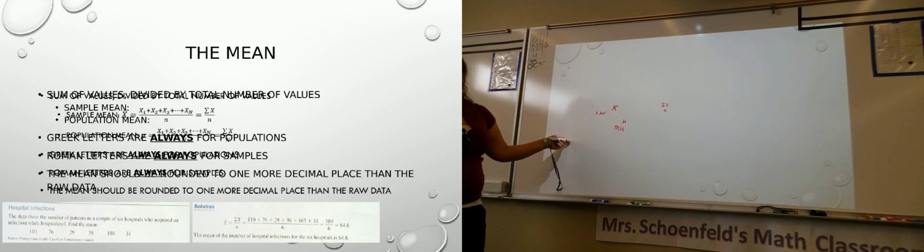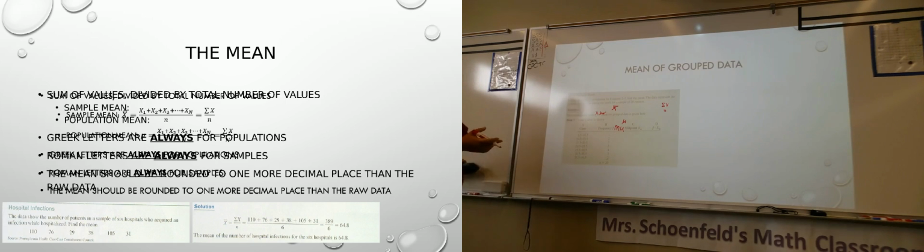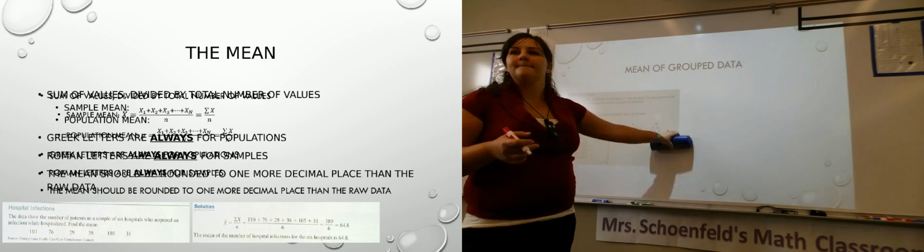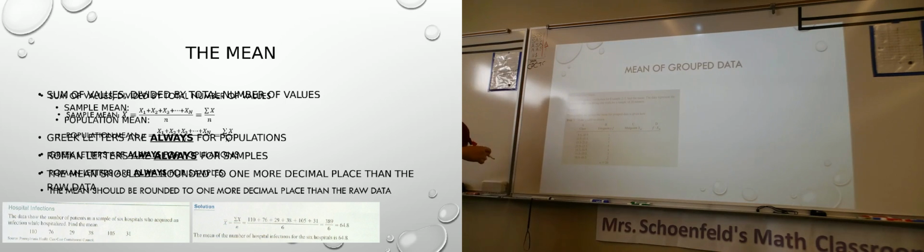What's the difference between the little n and the big N? Population or sample. And I pretty well use them interchangeably. Different formulas will do different things.